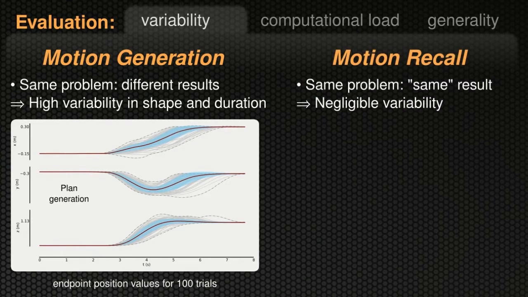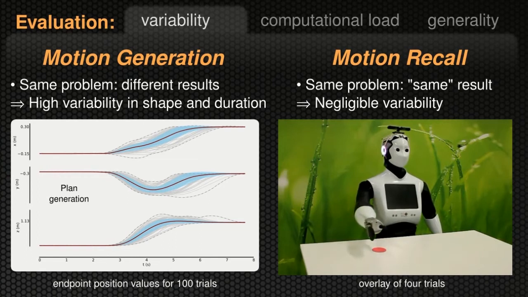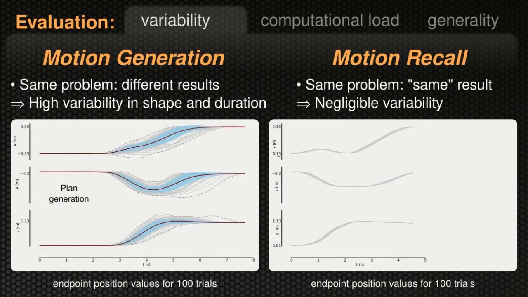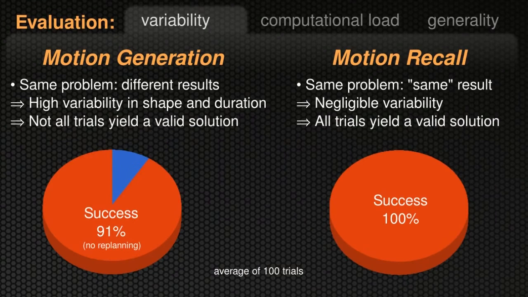Because motion recall rather recalls previously executed motion plans, solving the same problem leads to the same result. The 4 reaching movements are so similar it is very difficult to distinguish between them in the video. In the end effector position plots, we also see very low variability. An important difference is also that motion generation does not always yield a valid solution, whereas motion recall does.